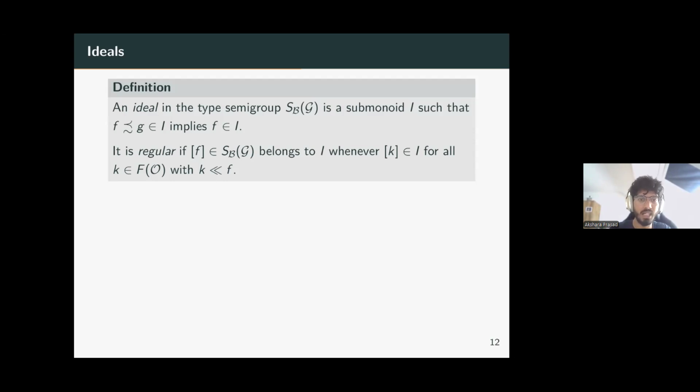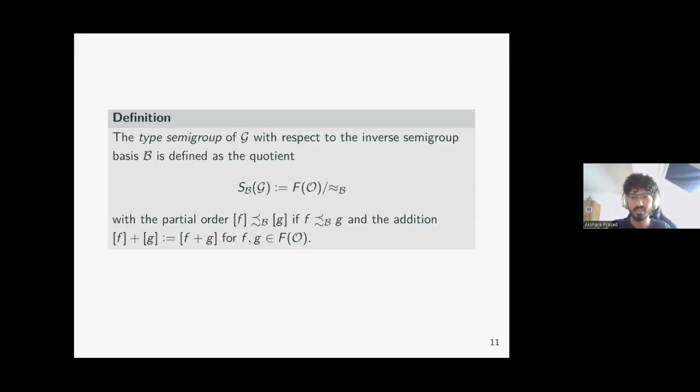Now, if you take a function f and you take all the functions that are way below it, this actually forms a directed set with supremum f. And what I mean by regularity here is that regularity respects this supremum under way below. Sorry to bother you again, but wasn't this relation in the type semigroup of G? Didn't the preorder relation become an equivalence? Yes.